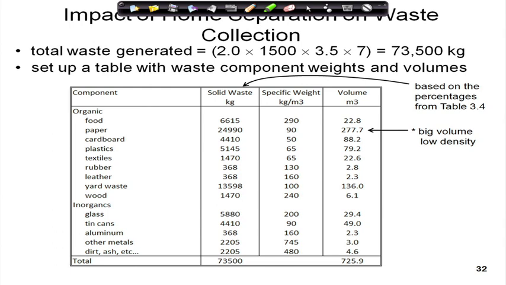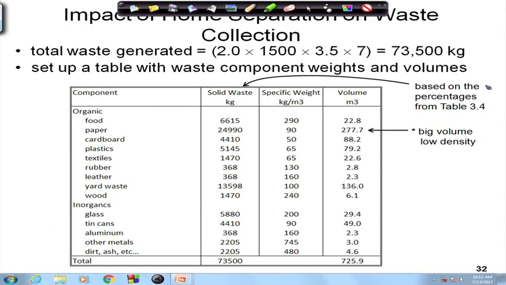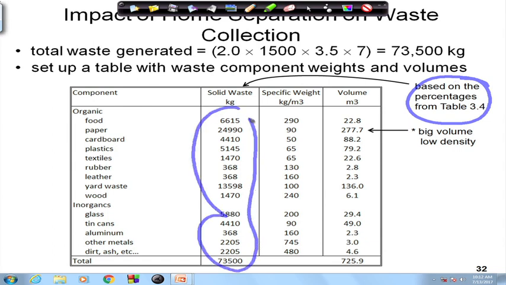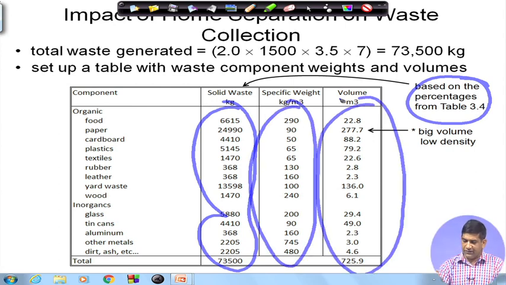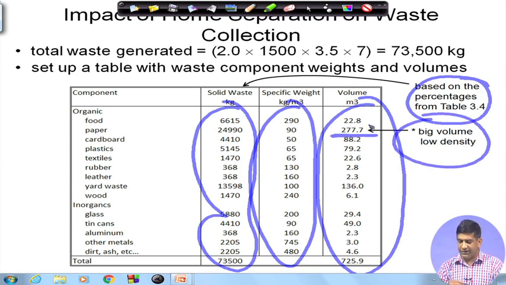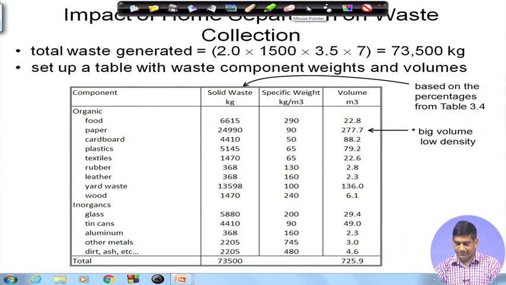Again, we'll use the same percentage composition as used earlier from table 3.4, which is over here. So based on the percentages from table 3.4, which has already been provided to you earlier, these are the different solid waste components, both organic and inorganic. The specific weight came from there, and we can calculate the volume that is required. As you can see, some items have a big volume because of their low density, so a higher volume shows up over there. This is the basic information that we have for the different waste components.